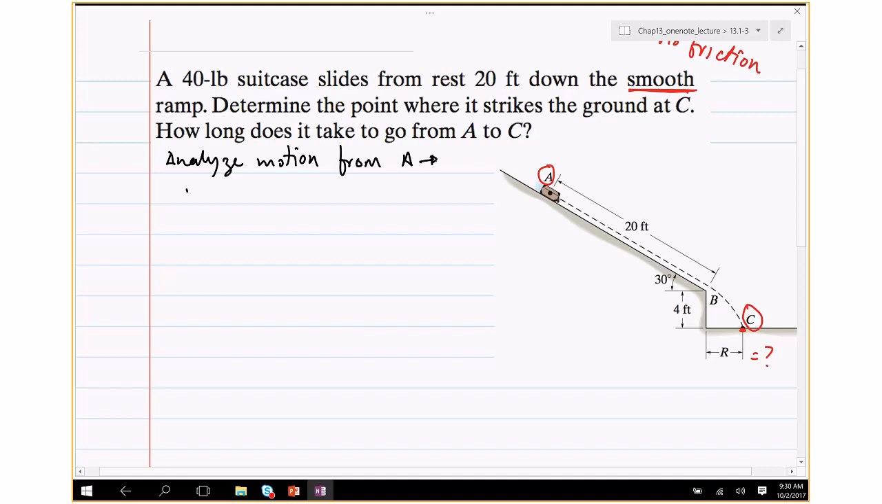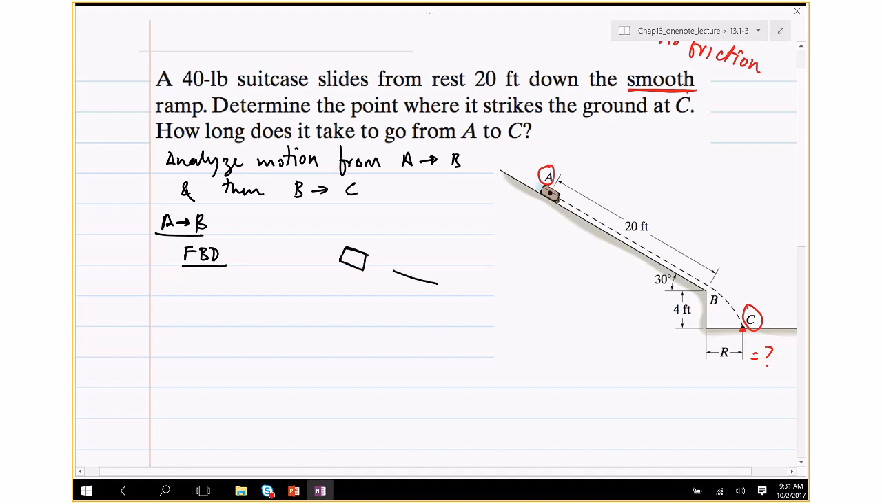So A to B first, and then B to C. Okay, so let's start with A to B. This is a Newton's law problem because in order to find the acceleration or the motion of the block, you need to invoke F equals ma, because it's sliding on an inclined plane. So we draw the FBD of the block.